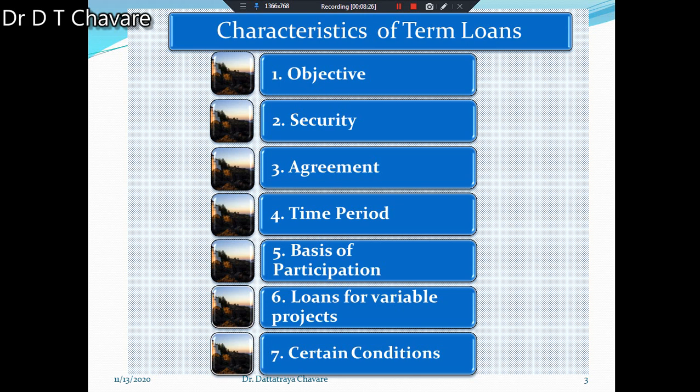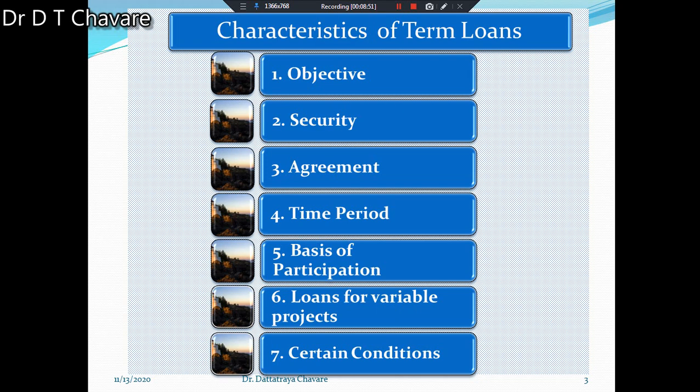Then another condition is also there. Financial and other information will be supplied regularly and when desired. That means the company should provide such financial and other information to such loan givers. Such information should be provided to the loan issuers.